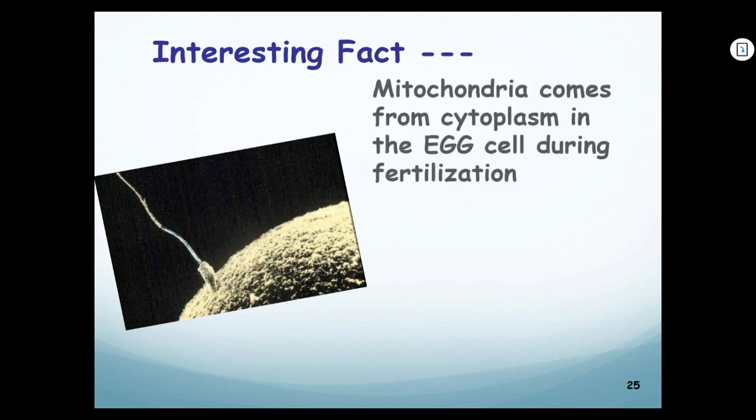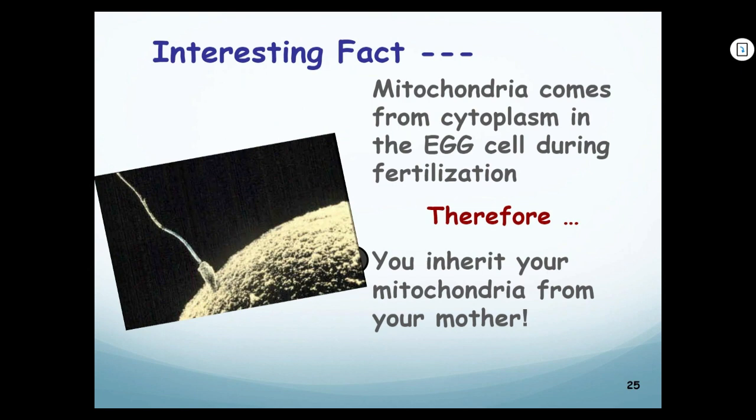Right. So mitochondria, and this is what's pretty cool about mitochondria, it comes from the cytoplasm in the egg during fertilization. Right. So during fertilization, the egg comes from the mother. And because it comes from the mother, that means that you inherit your mitochondria from your mother. Right. So your mitochondria has DNA inside of it alongside the DNA that's already inside of the nucleus, right? But because that mitochondria was already in the cytoplasm from the mom's egg, that means a child will have the mother's DNA in that mitochondria.